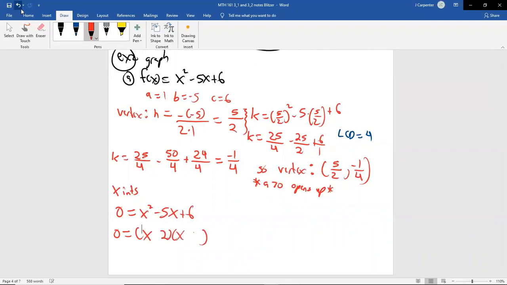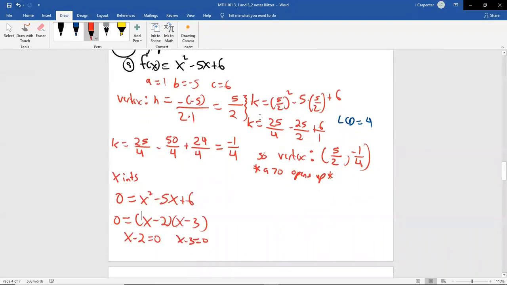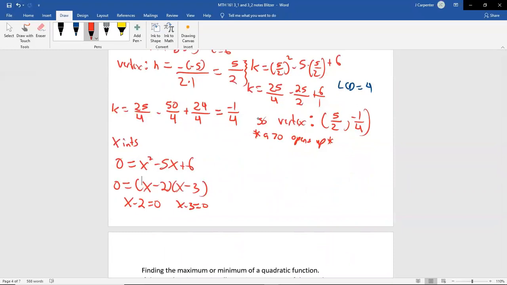So I got to go (x - 2)(x - 3). To make sure they add to a negative, they both need to be negative. Set each of those equal to 0 using your zero product rule. Add 2, add 3, and you get x equals 2 and x equals 3, which means our x-intercepts are not 2, 3, it's (2, 0) and (3, 0).